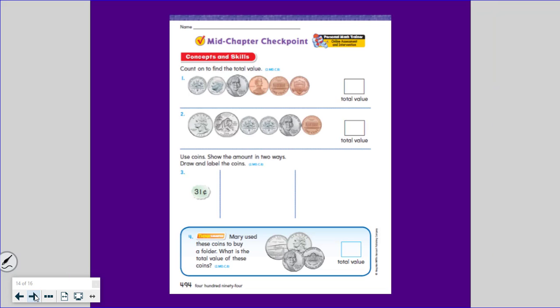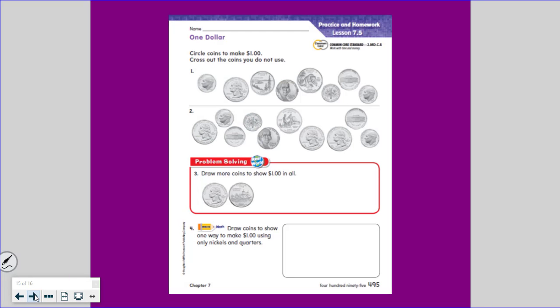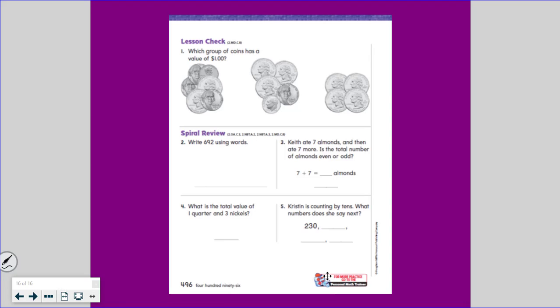All right, on to the homework pages. Right there, page 495, do the whole thing. And on this page, do the whole thing. All right, good luck.